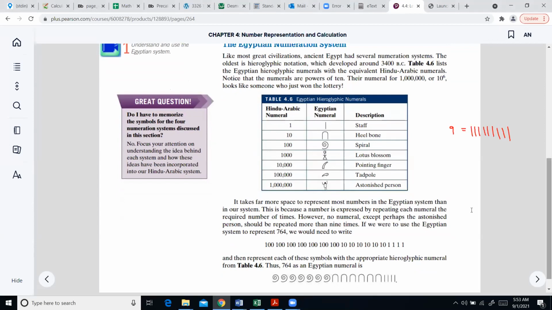Like here, if you're trying to write some big number, you can actually read it. So how many hundreds, how many spirals? 1, 2, 3, 4, 5, 6, 7. So that's 700. Then 1, 2, 3, 4, 5, 6. So this is the number 764.